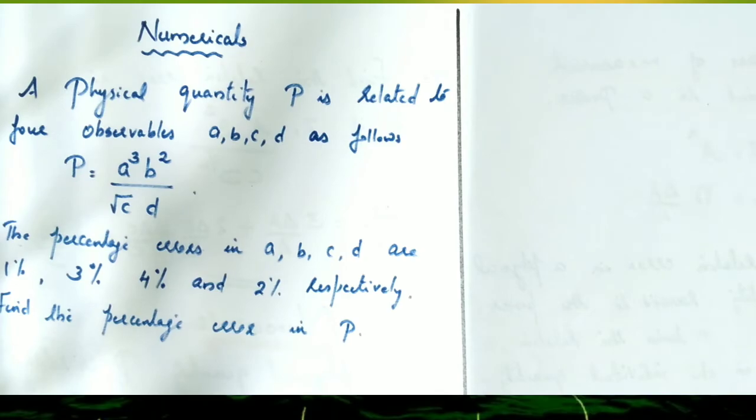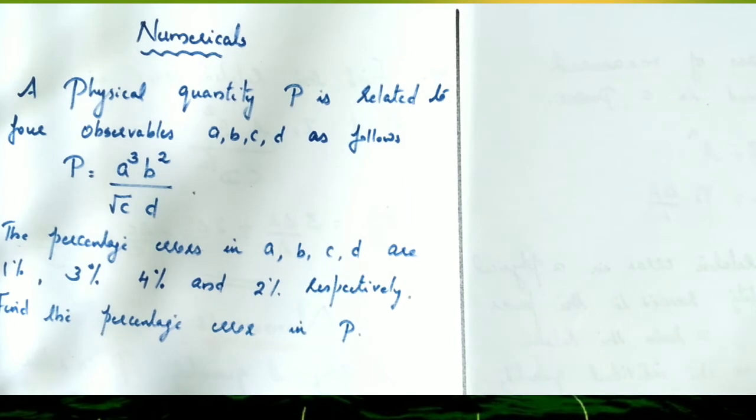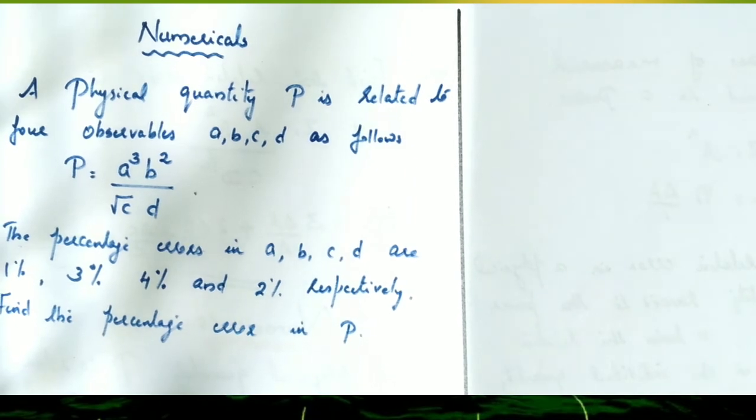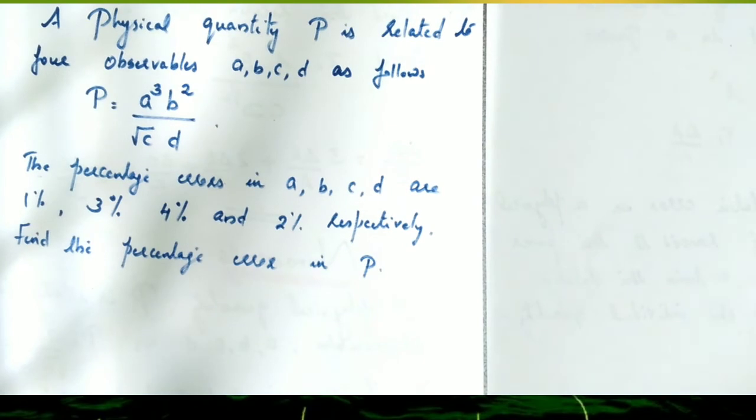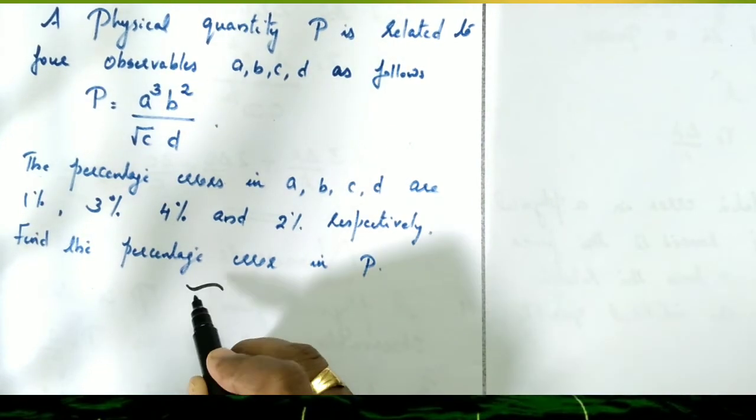Now we can do a numerical. A physical quantity P is related to 4 observables A, B, C, D as follows: P equals A cube B square divided by root C into D. The percentage errors in A, B, C, D are 1%, 3%, 4% and 2% respectively. Find the percentage error in P. This is the question. So how will you write the percentage error in P?